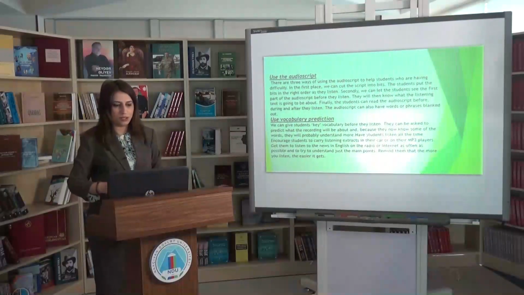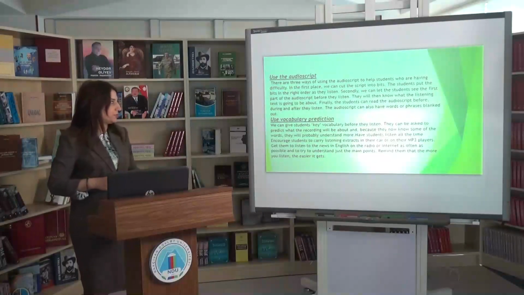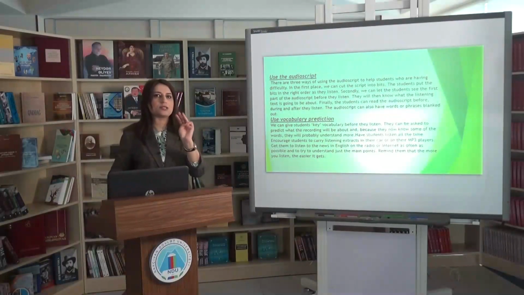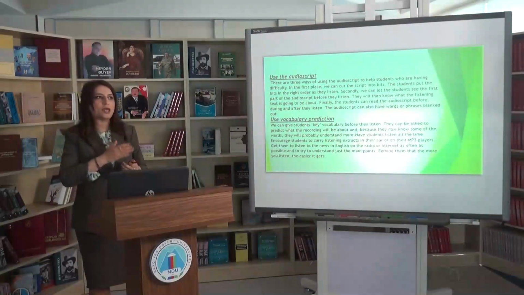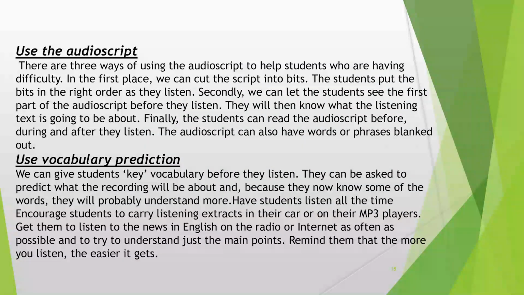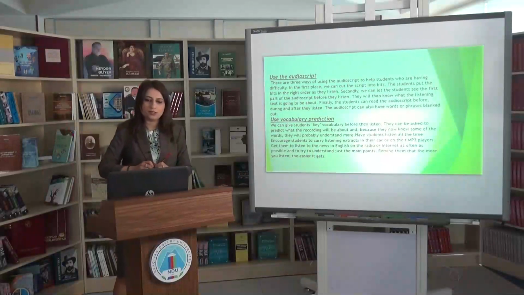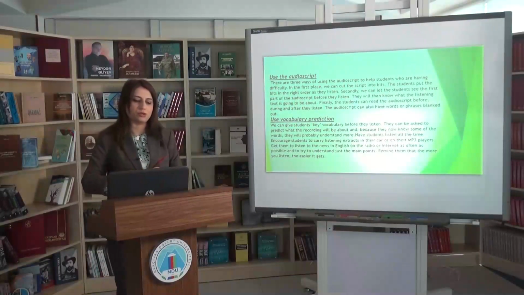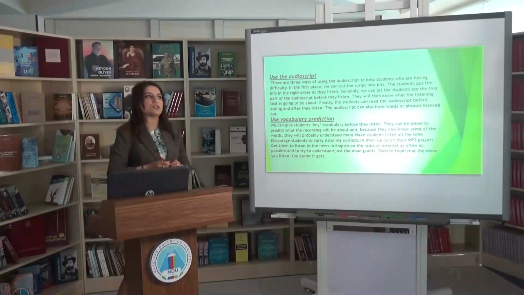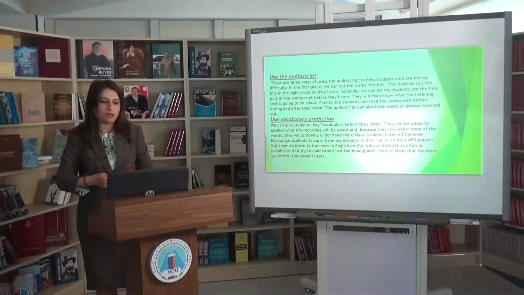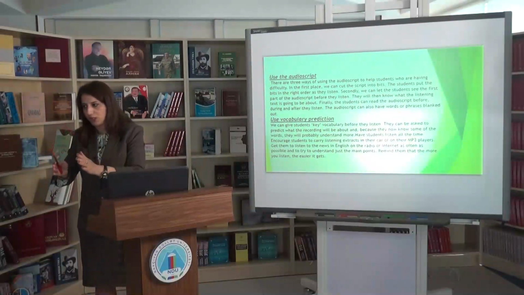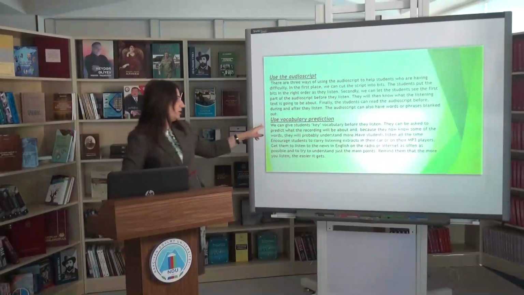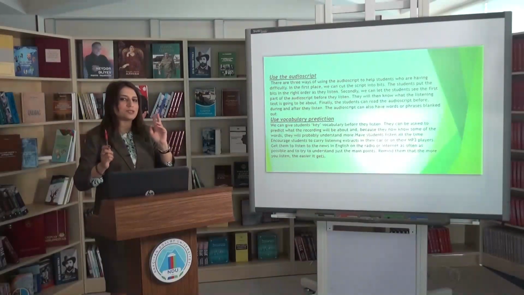Okay, then we may use the audio script. There are three ways of using the audio script to help students who are having difficulty. In the first place, we can cut the script into bits. The students put the bits in the right order as they listen. Secondly, students can see the first part of the audio script before they listen. And third, they read the audio script before, during, and after they have listened. Then it's also very successful for understanding the listening track.